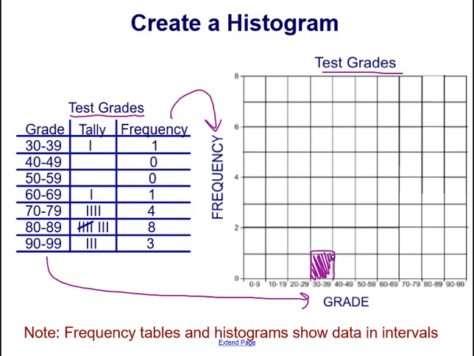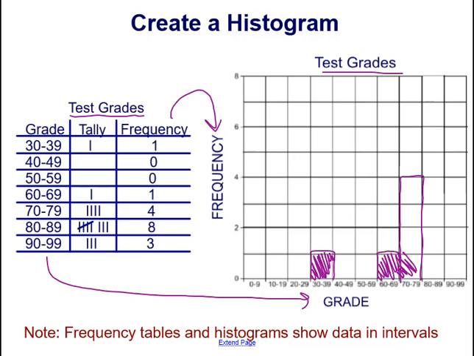So for 40 to 49, 50 to 59, they both have a frequency of 0. So you're not going to see a bar on the histogram. But for 60 to 69, we do have a frequency of 1. So again, I'm going to draw a bar for 60 to 69. And then now for 70 to 79, I have a frequency of 4. So now I'm going to draw all the way up to 4 over the interval of 70 to 79.